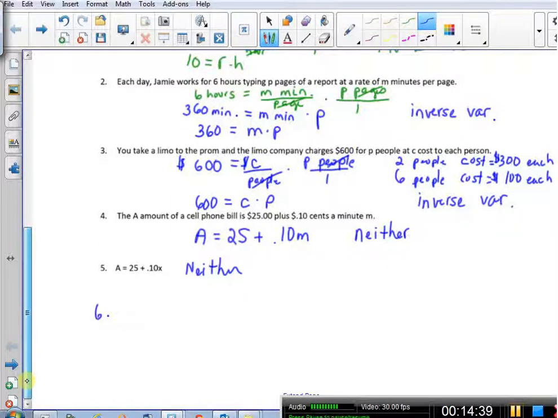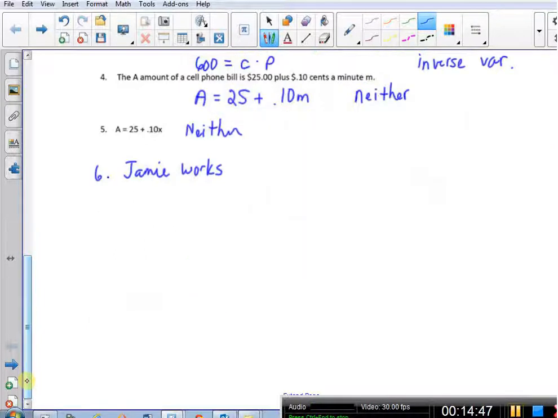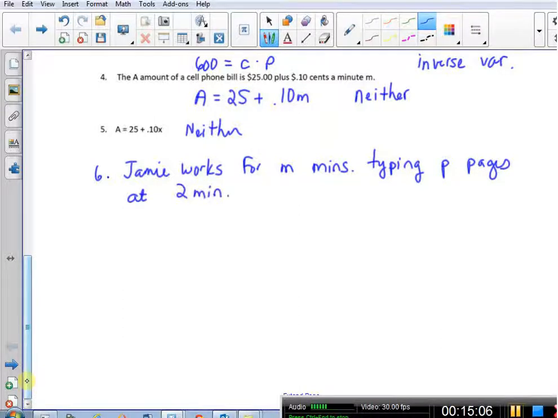If I took one of the ones up above and I said, Jamie works for M minutes, typing P pages, at 2 minutes per page.